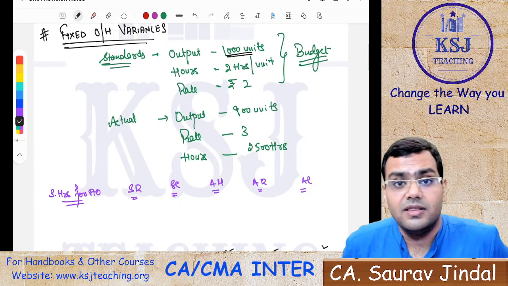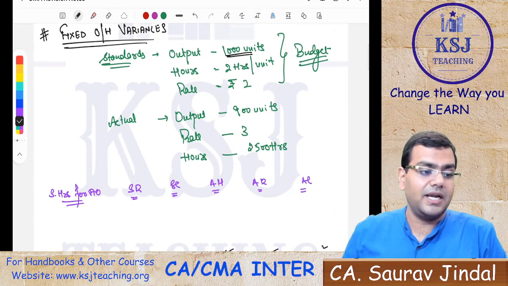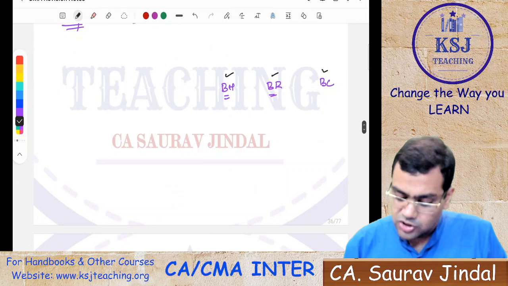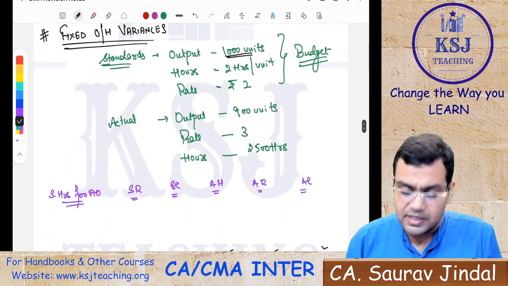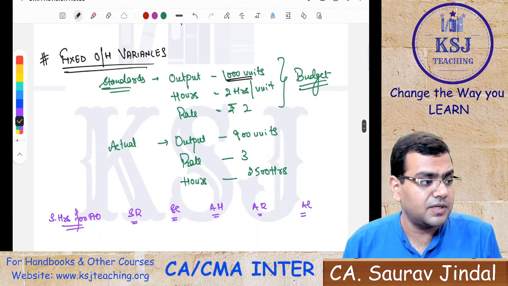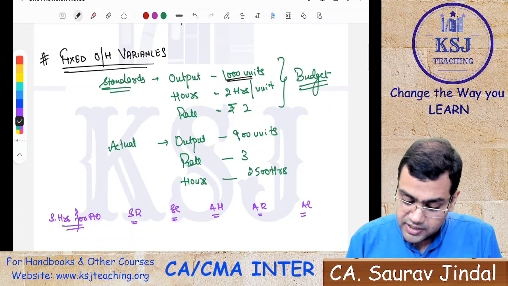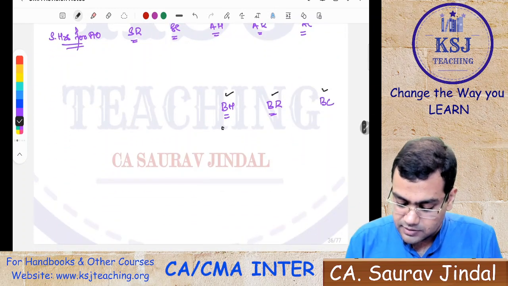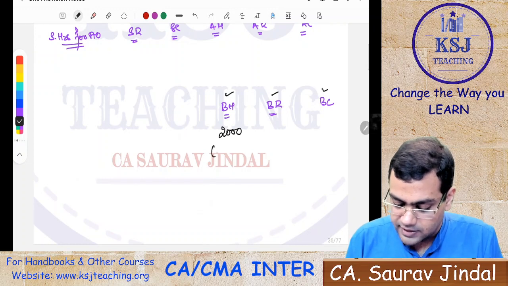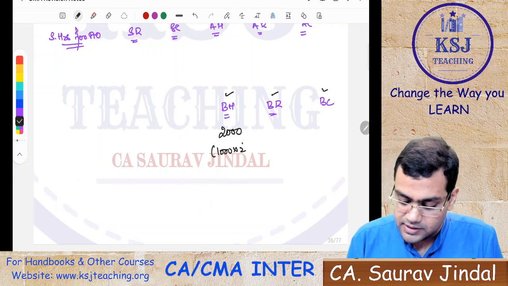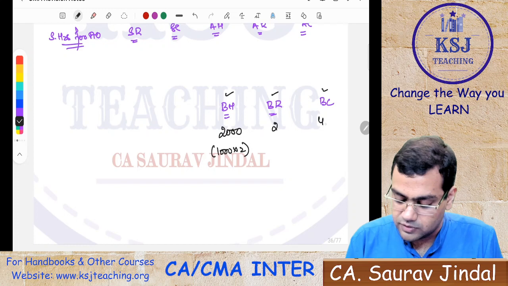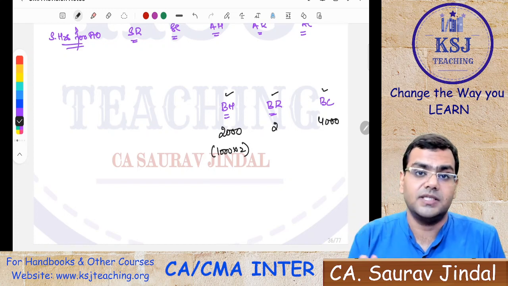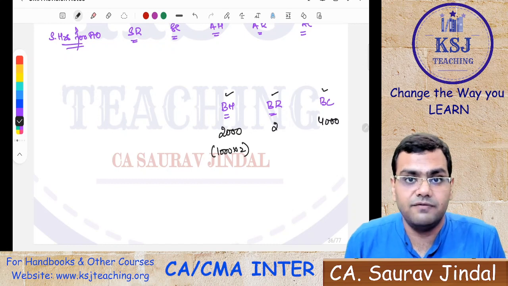This budget represents what we actually planned for. As per the original planning, the budgeted hours will be 1000 into 2, that is 2000 hours. 1000 units multiplied by 2. What is the budgeted rate? 2. What is the budgeted cost? 4000. Right? This should be your first step in most of the cases if the budgeted information is available to you.